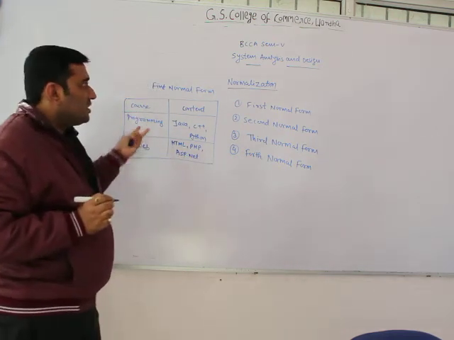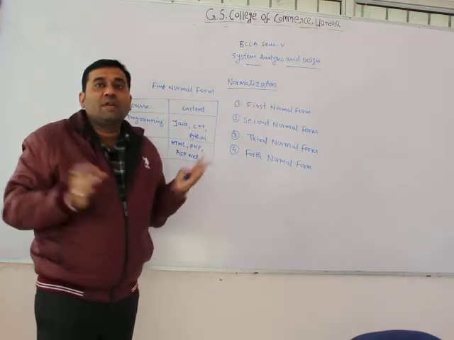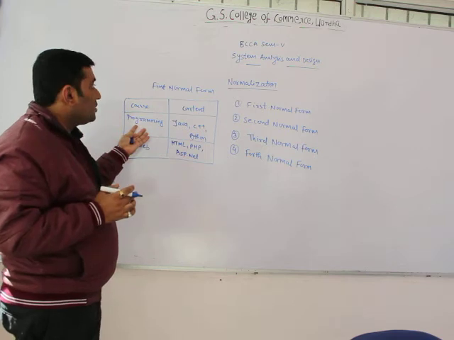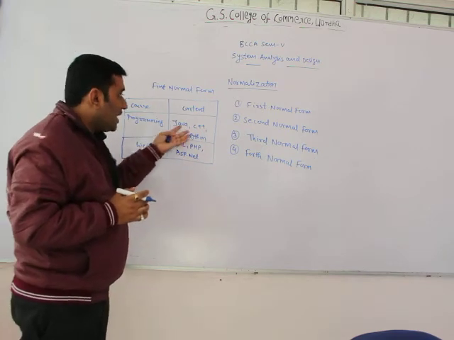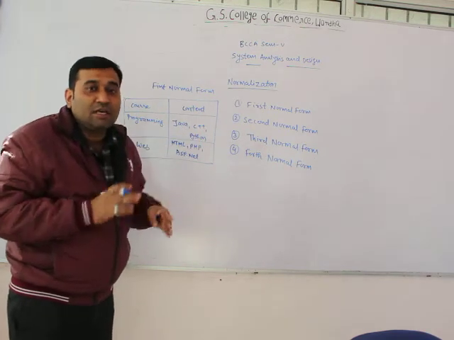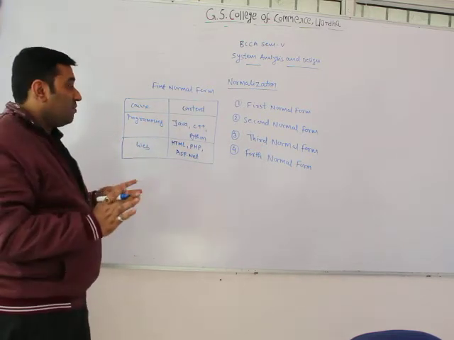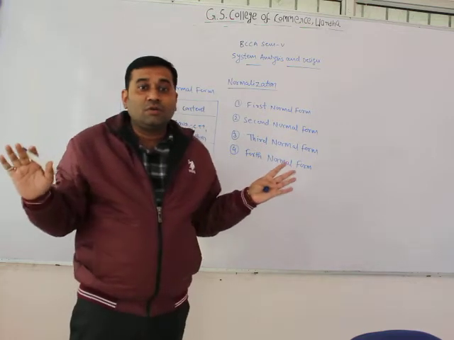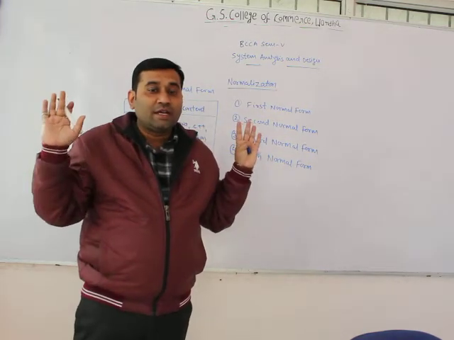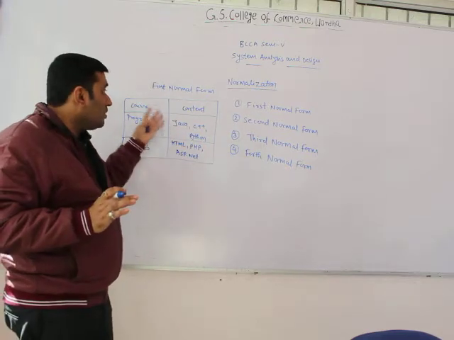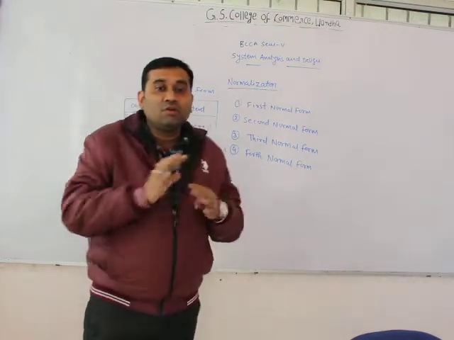Here, this is the complex form. There is one programming language: Java, C++, or Python. This is not a multi-value attribute, but first normal form does not support it. It states a table cannot hold multiple values. Here there are multiple values, but first normal form does not support that.